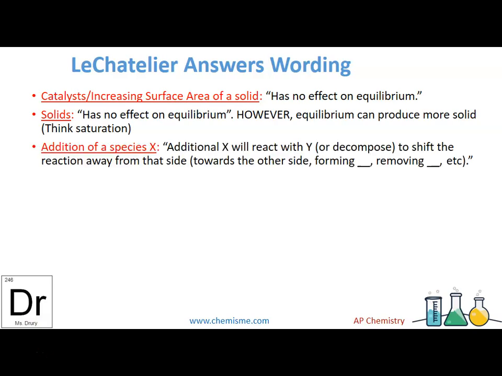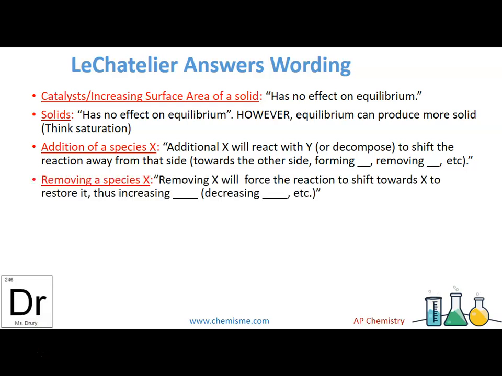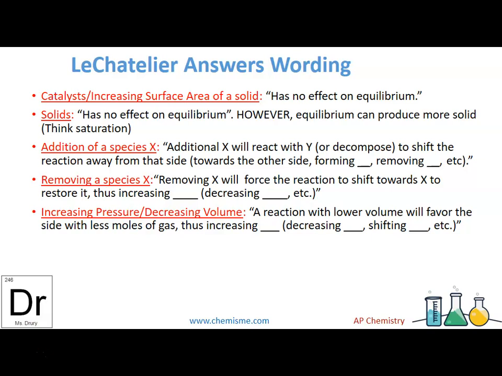Addition of the species X. What you should say is additional X will react with Y or shift in this specific way towards the other side, forming something or removing something. So you should say something about what it's colliding with and what it's forming. If you're removing a species, you should say something like, removing this species will force the reaction to shift towards that same species to restore it, thus increasing blah, blah, blah, and decreasing the substance, right? Increasing pressure and decreasing volume.